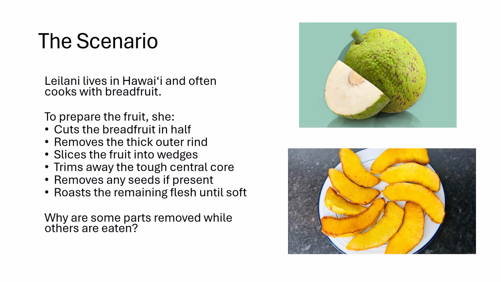Unlike fruits such as grapes or strawberries that are usually eaten raw, breadfruit is typically cooked before it is eaten, and its texture becomes somewhat similar to potatoes when roasted. As you think about this preparation process, consider how the botanical structure of the fruit might explain why certain parts are removed.